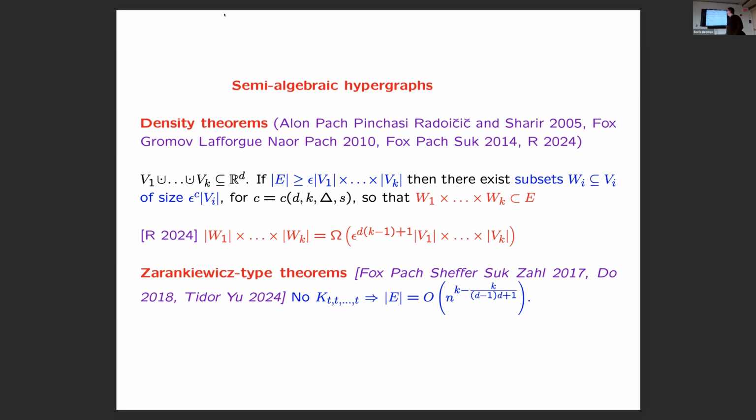Anyhow, they first discovered that if your semi-algebraic hypergraph contains a constant, say an epsilon, fraction of all the k-tuples, then it must contain a really huge biclique. They first dealt only with graphs, uniformity 2. Provided that epsilon is constant, you can have a biclique with sides that are linear. This is an extremely strong property.